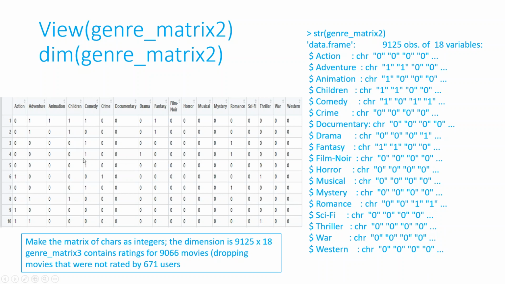Like that, every movie is recoded into 0s and 1s. Okay, there are 9,125 movies with 18 genres. And if you count these things, it becomes 18 columns. But some of the movies don't have any ratings, so when we remove those, there are 9,066 movies with ratings provided by 671 users.